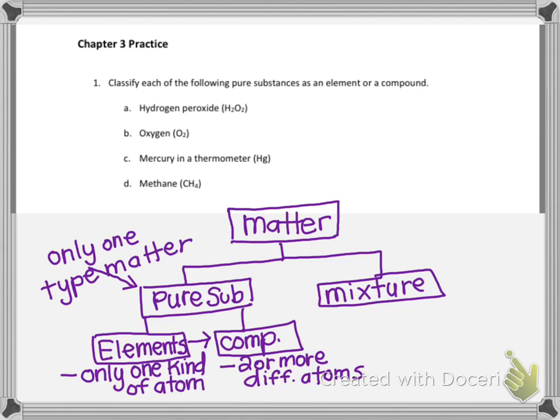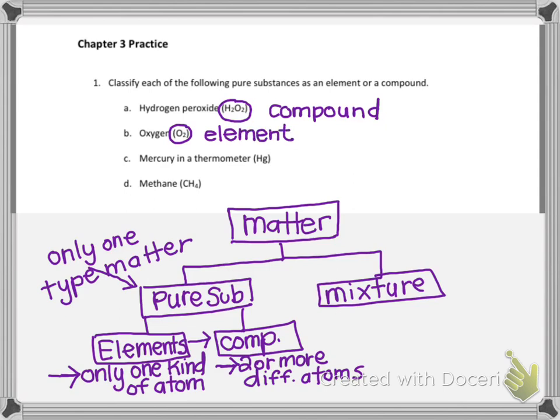So what I'm looking for is: is there only one kind of element, or are there two or more different types of atoms? So hydrogen peroxide. Looking at the formula, I see it contains both hydrogen and oxygen, so this would be a compound. Letter B, oxygen. Contains only oxygen atoms, which would be only one kind of atom, so I would classify this as an element.